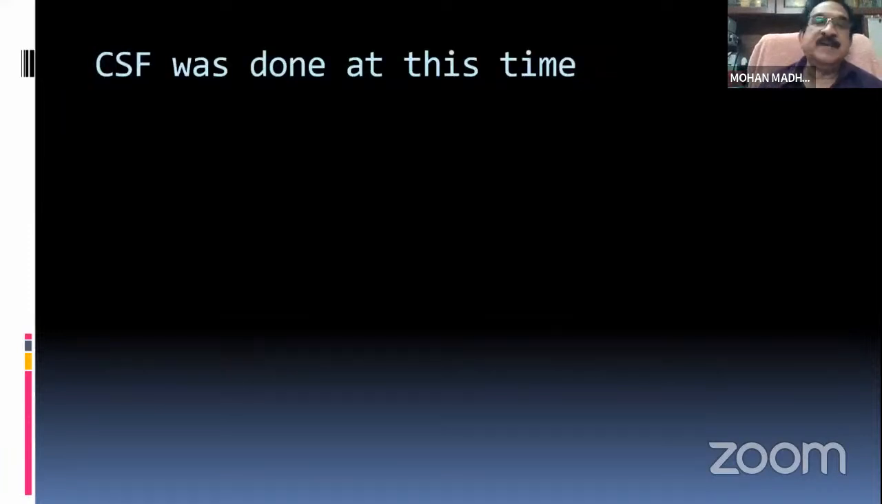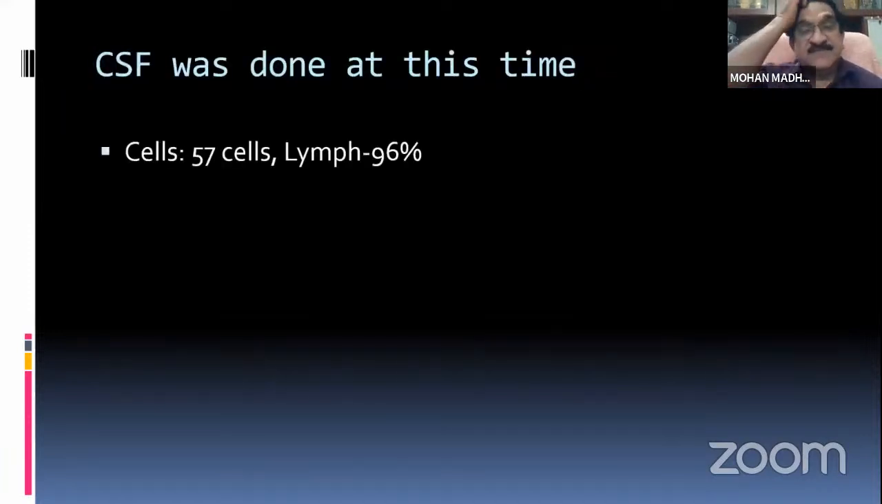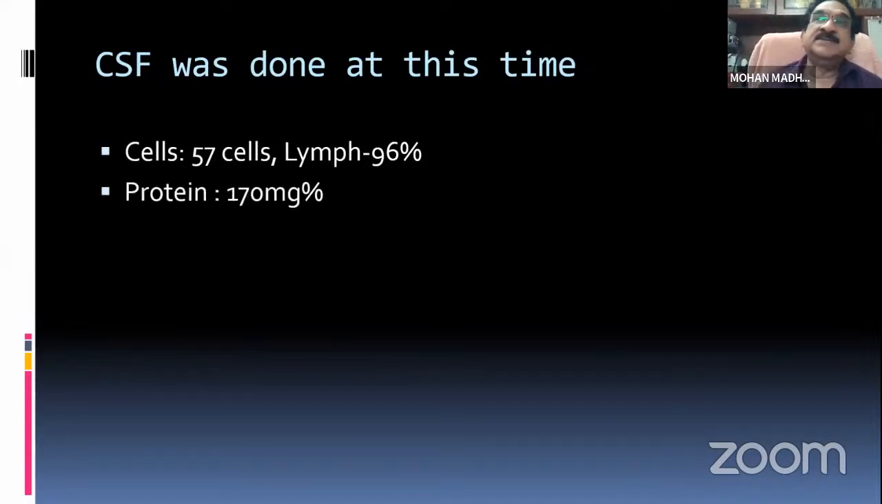The CSF was repeated at this time and showed 57 cells, lymphocytes predominantly 96. Protein has gone up now. Initially it had come down, and this is the third CSF, done when the person complained. Protein has gone up, cells have become slightly more than the previous. Initially it was 40, then it has become 57. Protein was initially high, 170, came down to 47 or so, then slightly went up.